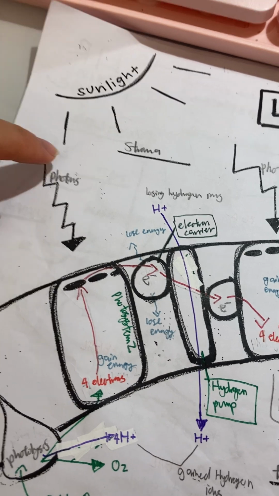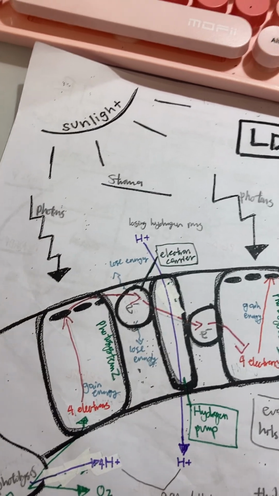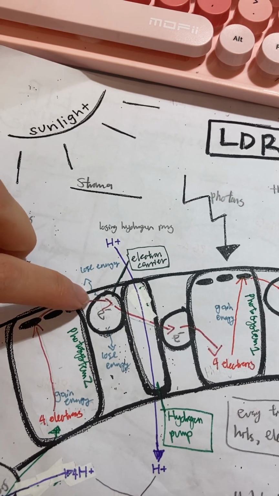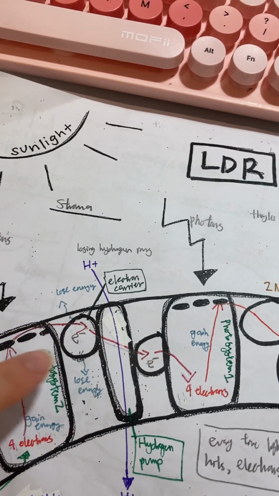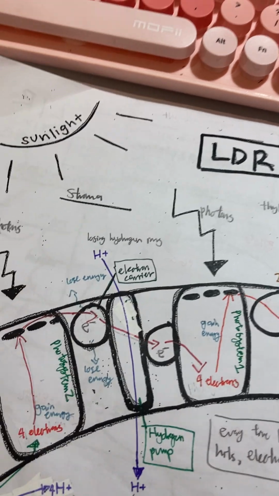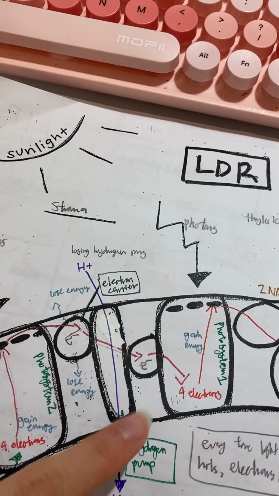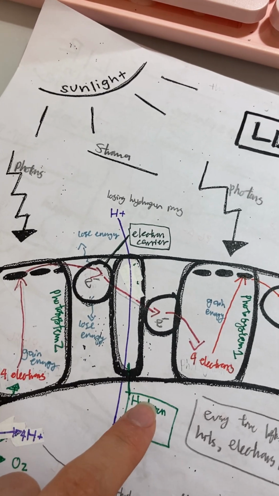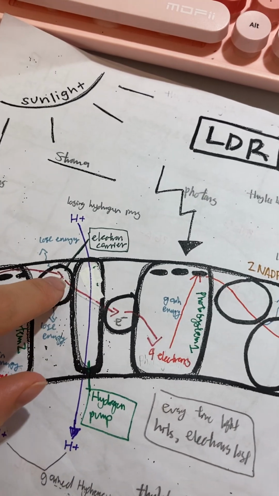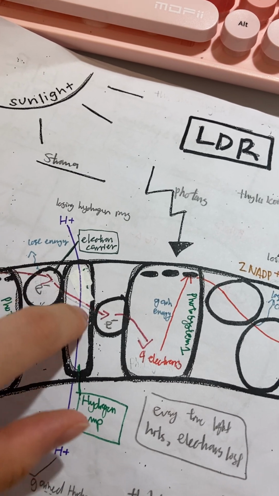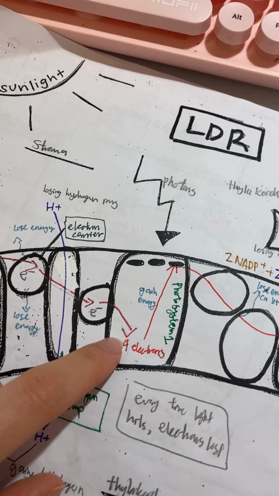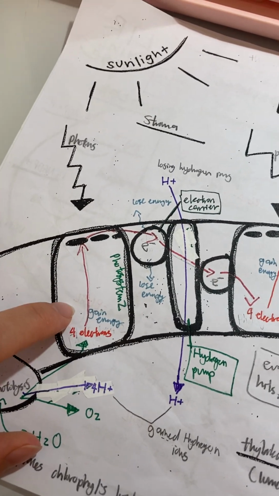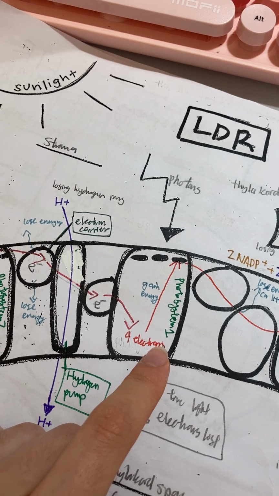So the light from the sun gives energy to the electrons, and now that they have energy, they start moving through these carriers. These are called electron carriers. As the electrons move through the electron carriers, they lose energy. Part of that energy is used to power this hydrogen pump, which we'll get into later. The electrons lose energy as they go along the electron carriers until they arrive in photosystem 1. So it started in photosystem 2, and then it goes to photosystem 1.